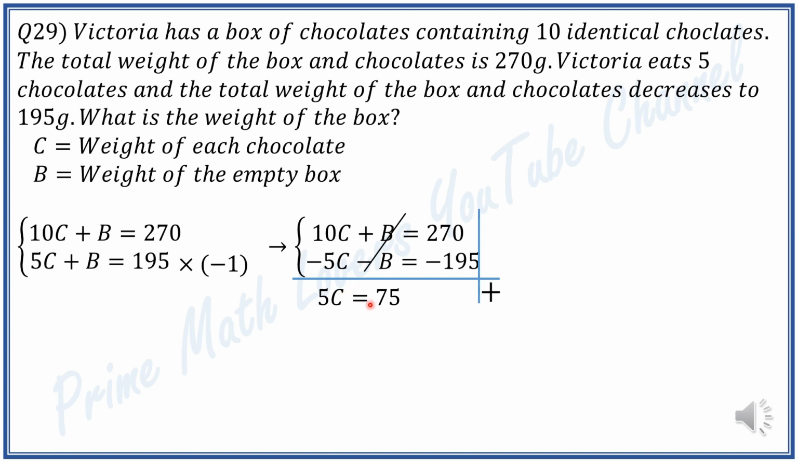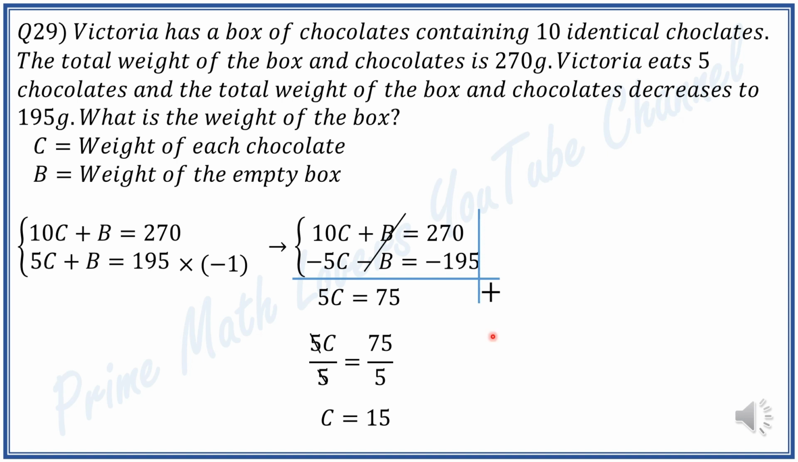And if we divide both sides by 5, we get 5C over 5 is equal to 75 divided by 5. This 5 cancels the other 5, and C is equal to 75 divided by 5, or 15. Means each chocolate weighs 15 grams.